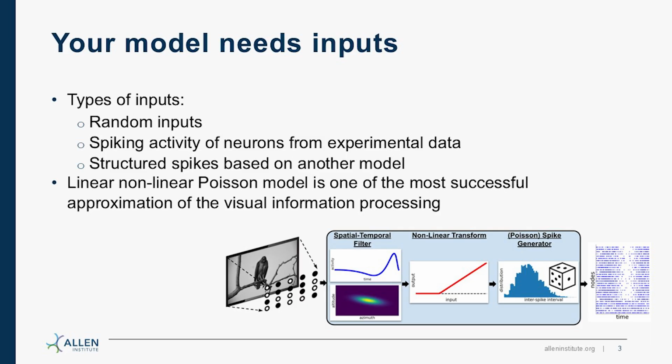One option we've made here is a linear nonlinear Poisson model that approximates what the visual system is doing, so the input from the retina to the thalamus to V1. Essentially, you provide an image to the model, and it processes it in a couple of steps: a spatial temporal filter, then that input goes through a nonlinear transformation to estimate the firing rate of these neurons. Then you run it through a Poisson spike generator to generate binary spikes instead of firing rates. And this is the input you can provide to a model.